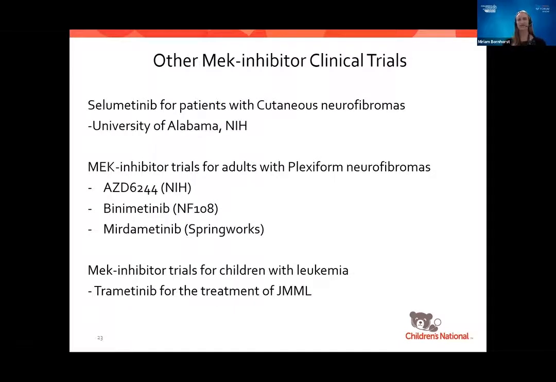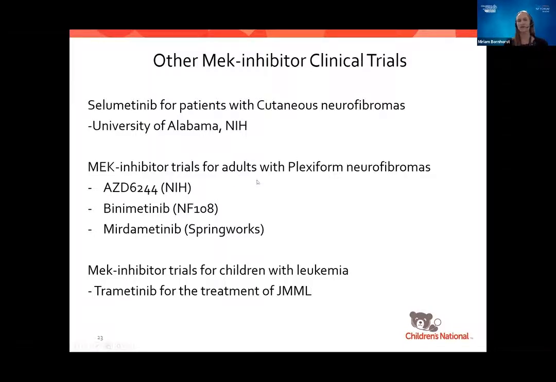Other clinical trials that are available, so there's been some discussion about using selumetinib or Koselugo for patients who have cutaneous neurofibromas. This was primarily out of the University of Alabama and the NIH, and hopefully we'll be getting some data released from this as well. And then there are also some people, and I didn't put this on here, but there are people looking at topical formulations of MEK inhibitors so that instead of having to swallow a pill every day, you can actually apply a cream potentially to see if that helps with the cutaneous neurofibromas. Again, something that's in research right now.